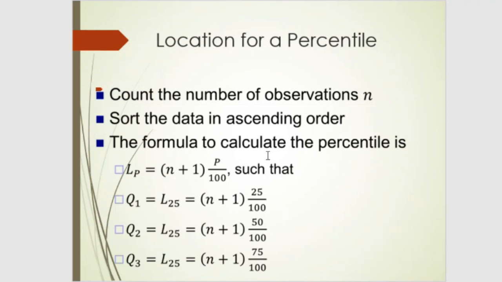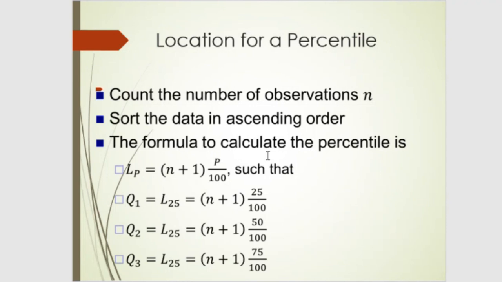Now, the formula, mathematically, to calculate the percentile is given as below there: LP, where P will be the percentile, is equal to N plus one, with N being the number of observations, and P, the percentile or percentage, divided by 100. If we were to talk about quartile one, we replace P by 25, because it's 25%, so it's going to be N plus one, then 25 out of 100.